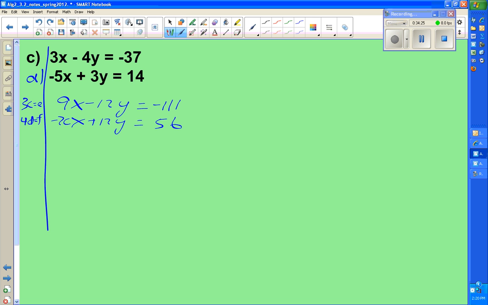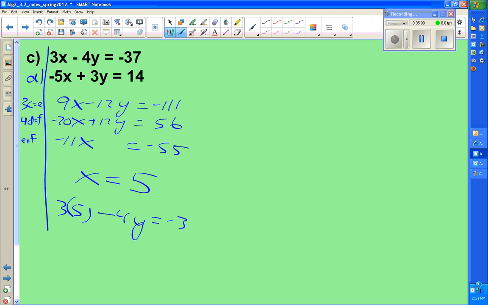If you divide by negative 11, x equals 5. What do you do with that 5? Which one? The top one, okay. 3 times 5 minus 4 times y equals negative 37. 15 minus 4y. If you subtract the 15, be careful now, negative 37 minus 15, how much is that? 2. So y is going to equal 13.